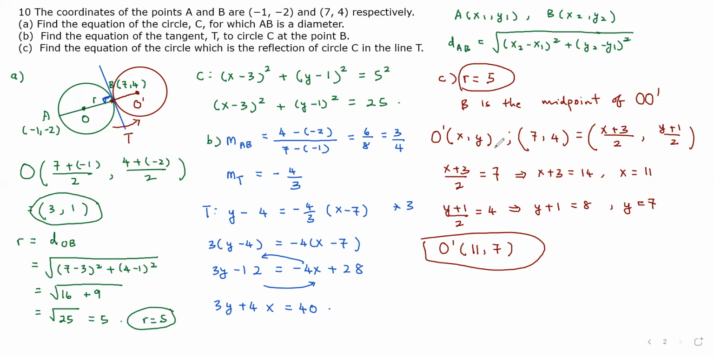So the equation of the new circle here is given by x minus 11 squared plus y minus 7 squared equals the square of the radius, 5 squared, and you can write this as the square of x minus 11 plus the square of y minus 7 equals 25. And that gives you the equation of the new circle.